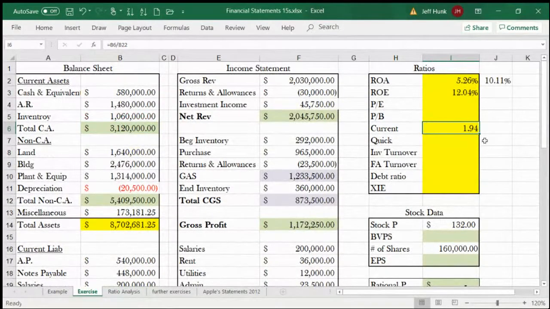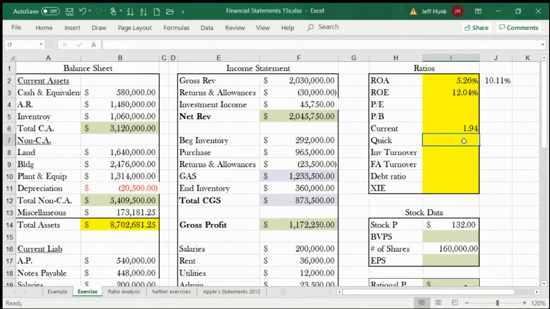So hit enter. 1.94. And what did I say is the threshold? The threshold number is 2. This is slightly below that 2, right? But it isn't that critical, because it's close to 2. It's not like this company is going to go bankrupt anytime soon. They have sufficient working capital to cover their current liabilities.